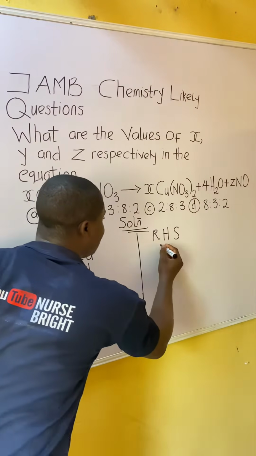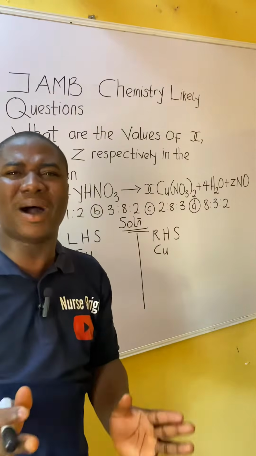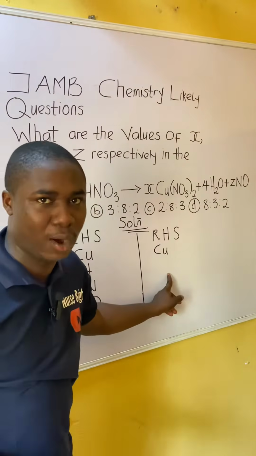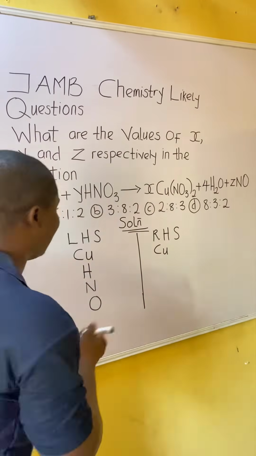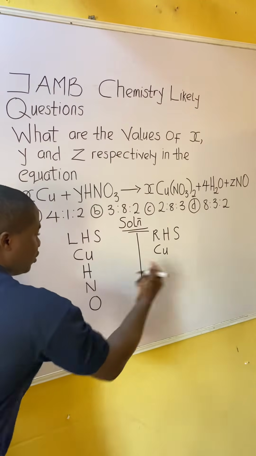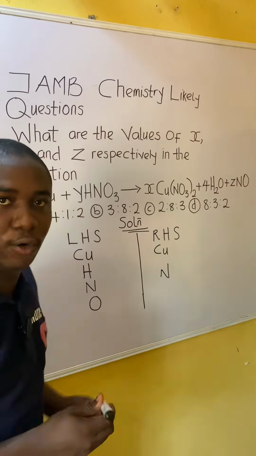So the first one I'm seeing is copper. I said write out the element. You are not writing any number. You are not writing any brackets down. You're just writing the element. Moving further, I can see nitrogen is another element. Then, because I can't put it in place of hydrogen, I'll just take it down. So we are having nitrogen. I believe you are following me.